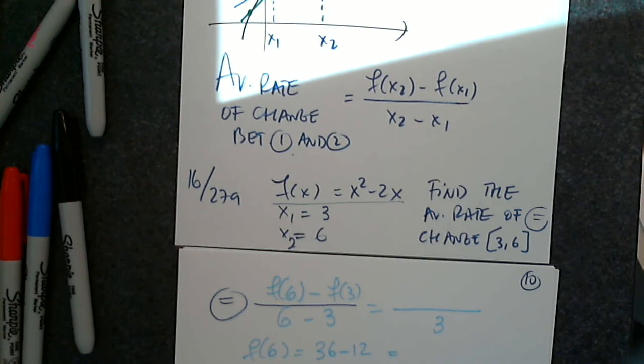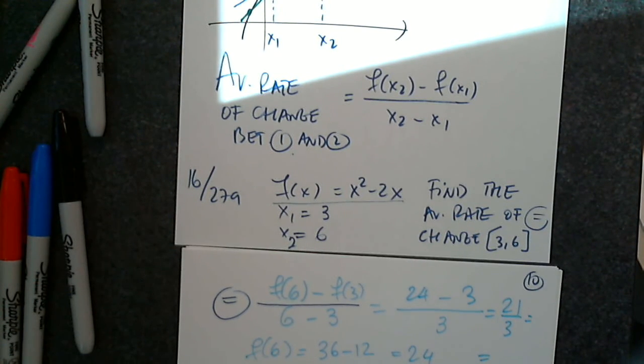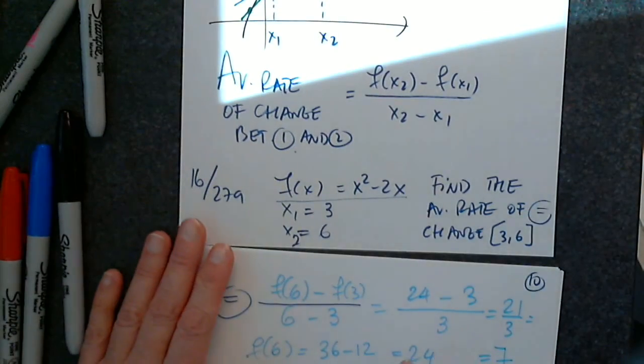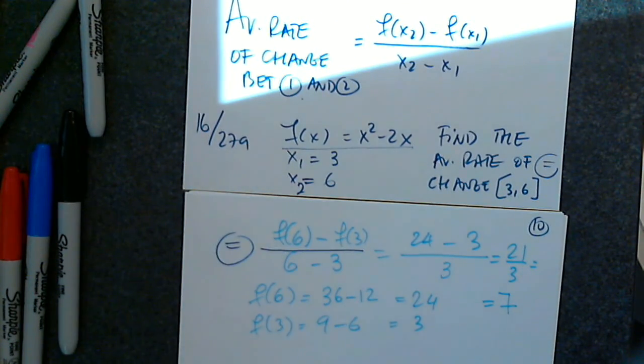So what do we get? So indeed, 24, the first one, and 9 minus 6 is 3. So this is 21 over 3. So the rate of change of this function between 3 seconds and 6 seconds, or between 3 days and 6 days, or whatever, is 7. We do not have measurement unit here. But it would have been whatever the function was measured in over whatever x was measured in. It would have been a ratio.